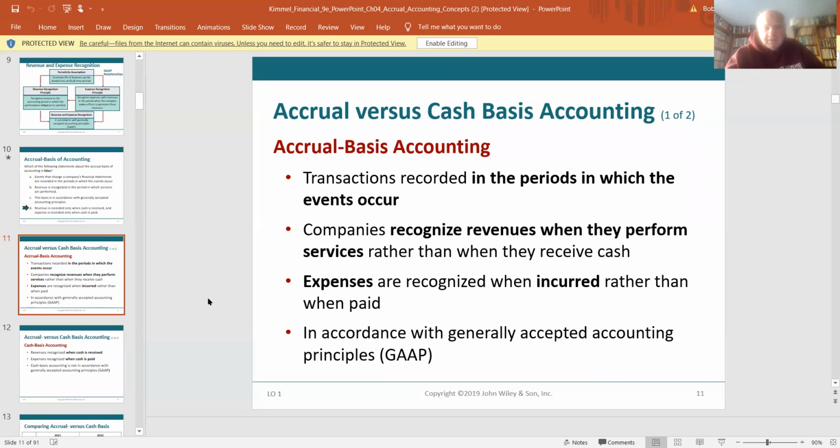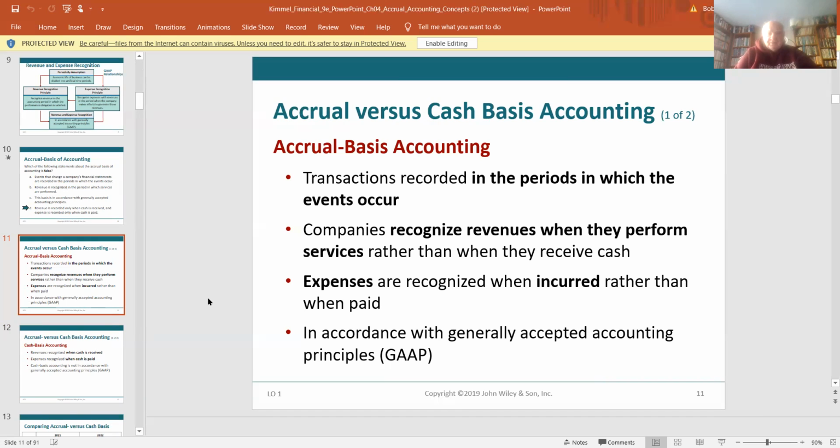Accrual versus cash accounting. Like I said, we're not going to go into cash basis accounting at all, other than to point out that it does exist. However, if you have a business and you're running it on a cash basis, you'll never be able to borrow money. No auditor will sign off on your financial statements. You'll be an island unto yourself, okay?